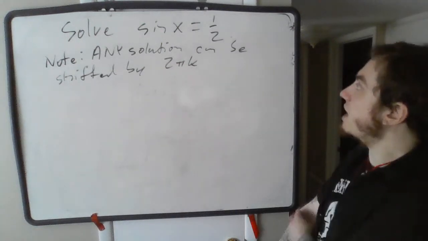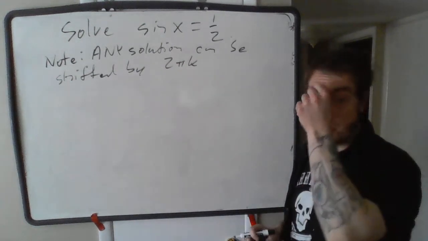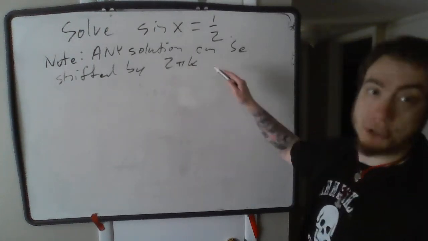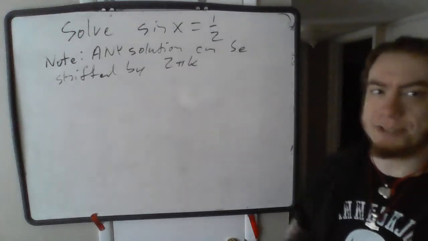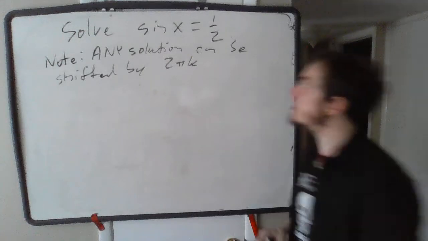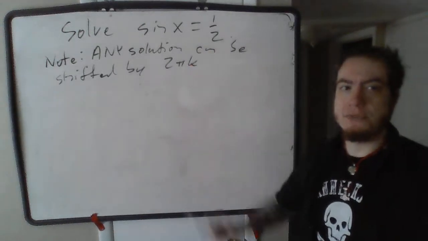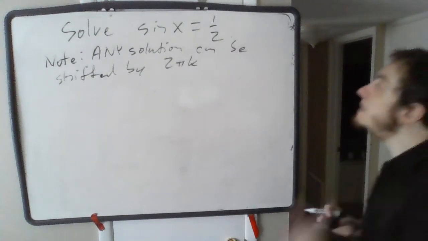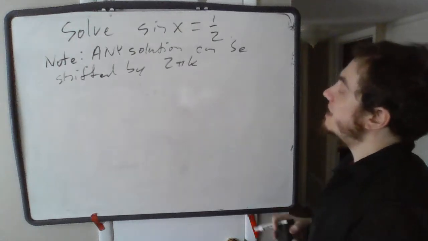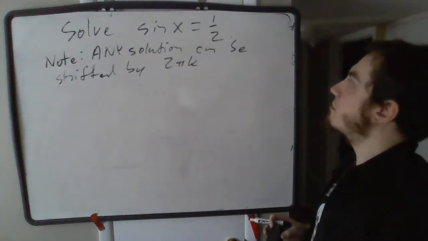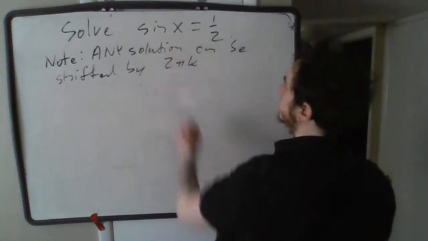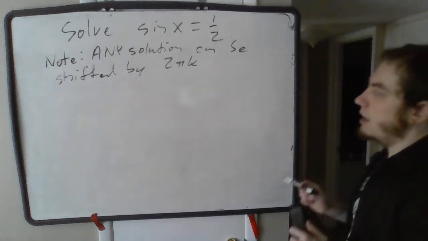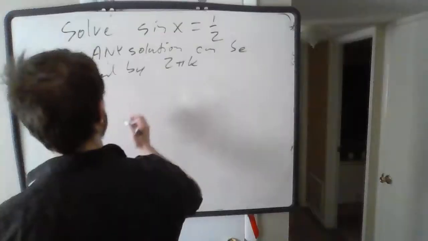In other words, if I shift this by 2 pi k in particular, and I have a solution, then shifting it gives me another solution. In addition to this, we're going to have to think about the fact that there might be multiple solutions within one period. So think about for a moment what this means.